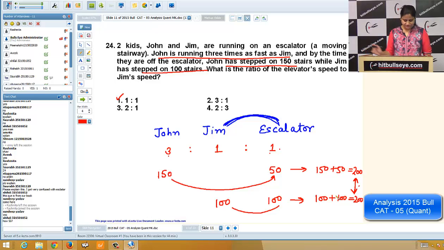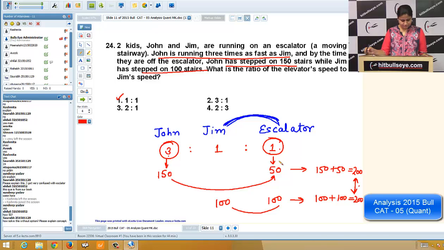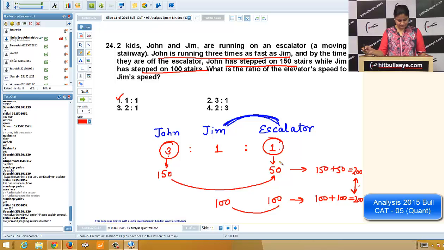Is it okay? Shifali, how come 50? See the ratio, 3:1. It means in the time in which John is taking 3 steps, the escalator will move only 1 step. So maintaining this ratio, if 3 corresponds to 150, 1 will correspond to 50. Is it okay, Shifali? Yes, we are considering that, Shifali.